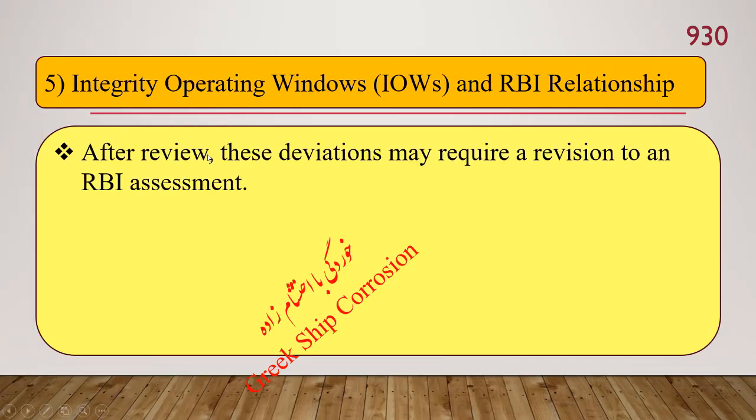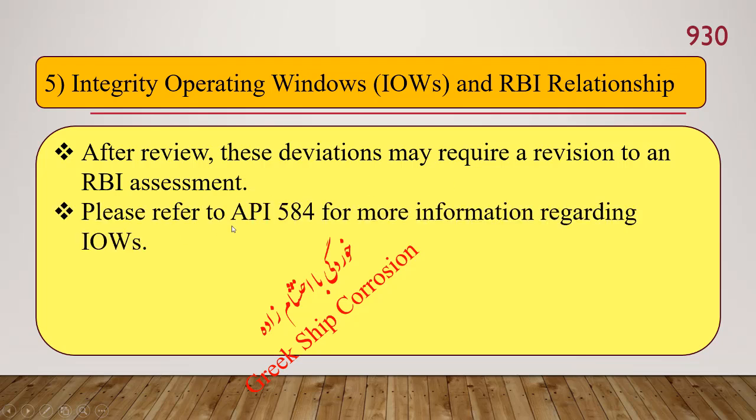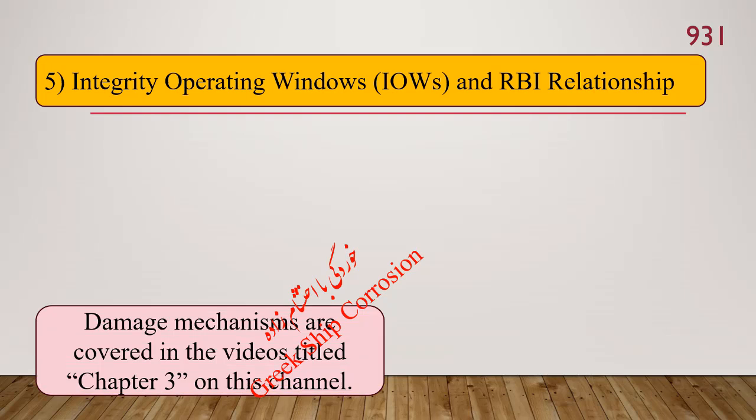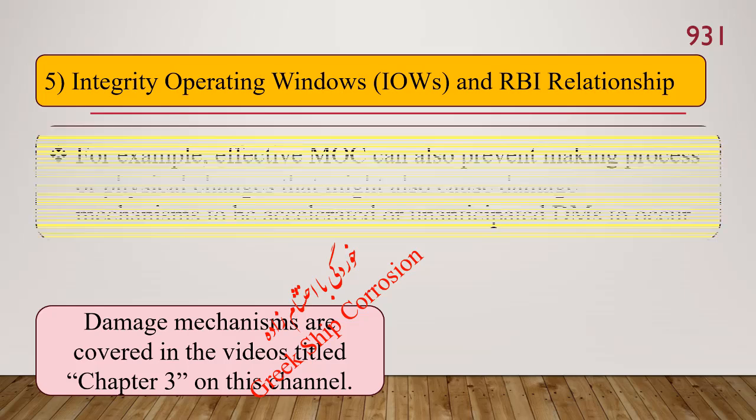After review, these deviations may require a revision to an RBI assessment. Please refer to API 584 for more information regarding IOWs. For example, an effective set of IOWs can avoid operating in areas where damage mechanisms are accelerated or unanticipated damage mechanisms might occur. Damage mechanisms are covered in the videos titled Chapter 3 on this channel.